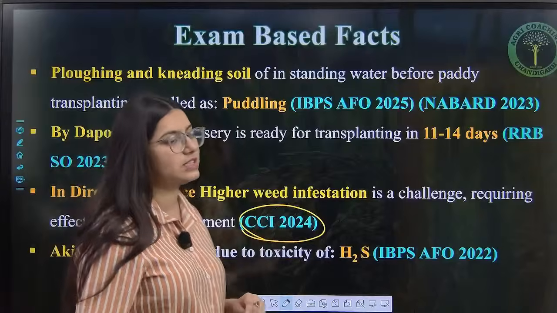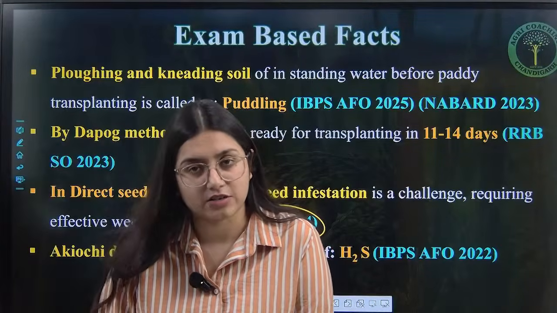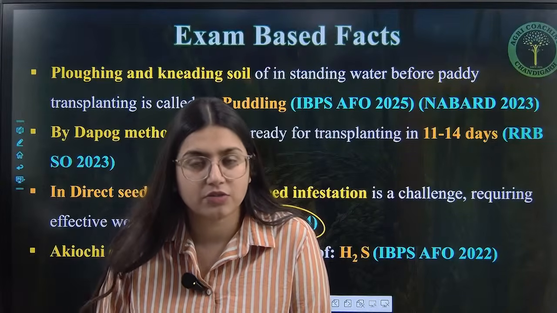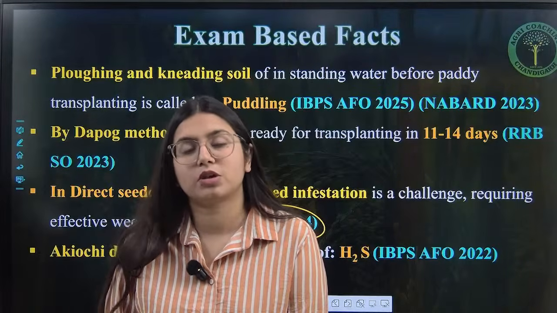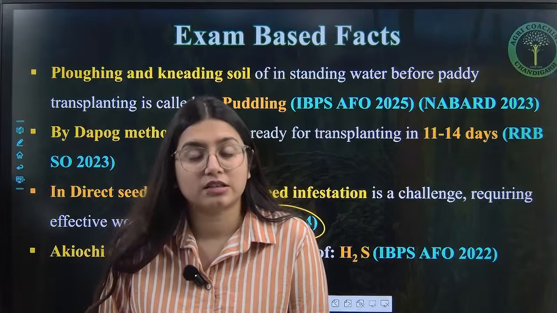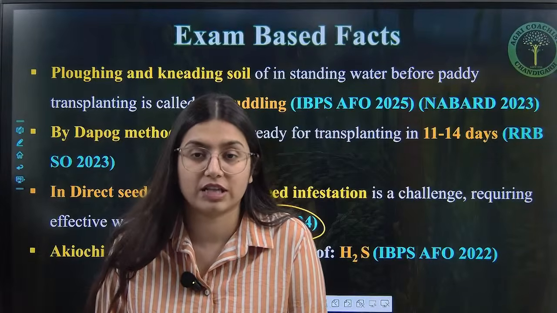Let me explain this point. See, there is a method of paddy cultivation which is known as direct seeded rice. In direct seeded rice, we are not maintaining any kind of nursery. We are not doing transplanting. We are not doing puddling operations. Now, we are directly sowing the seeds in the field. And the alternate wet and dry method is generally used for giving them irrigation.